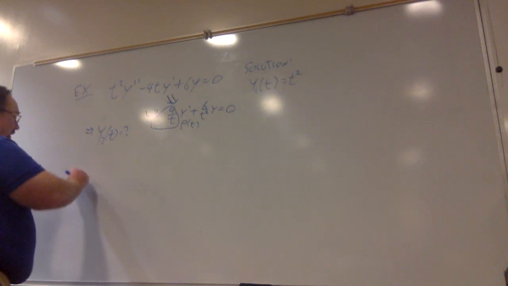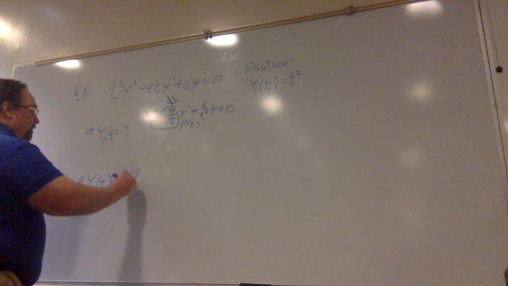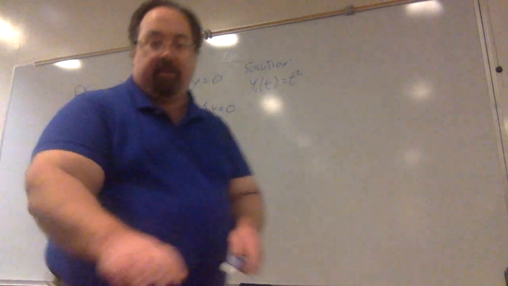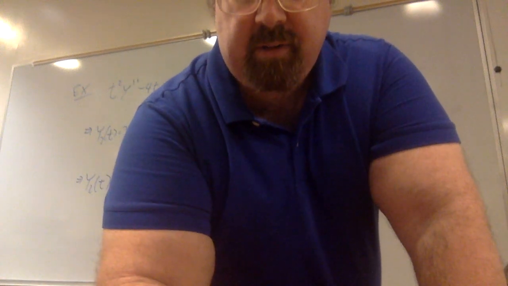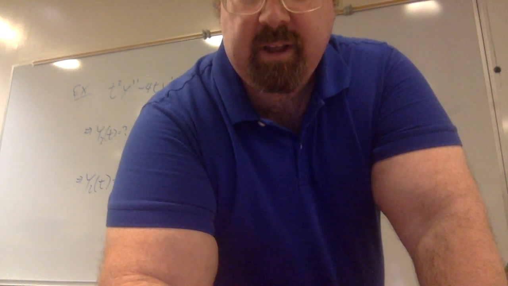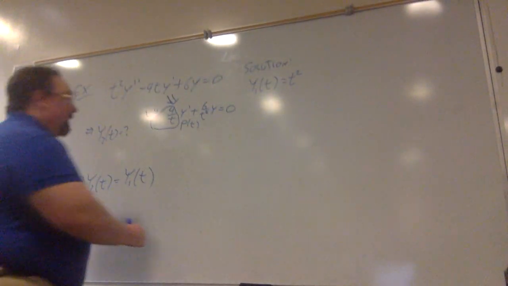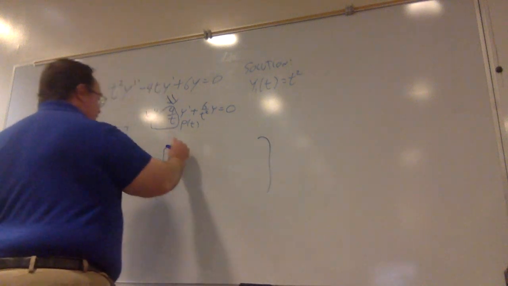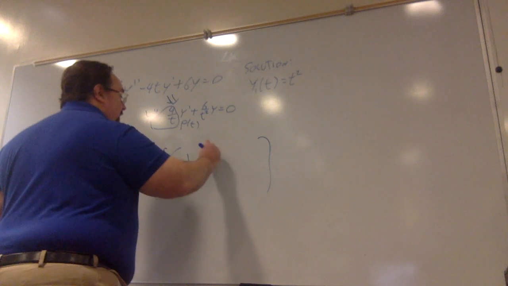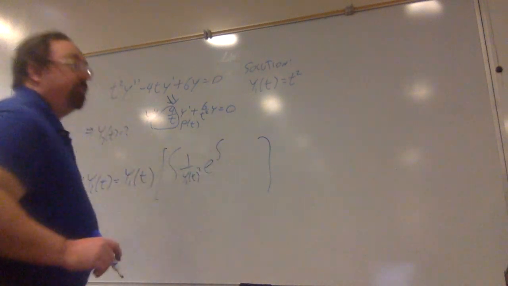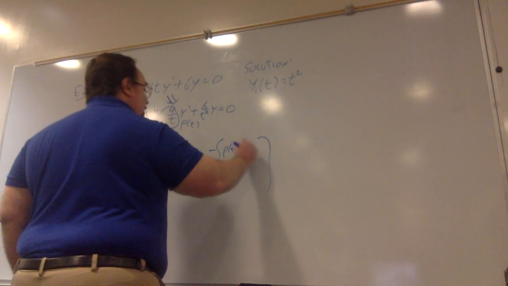So here's the solution formula I had on the other board. First a general case. It's y1 of t times the integral of 1 over y1 of t squared times e to the minus integral of p of t dt.